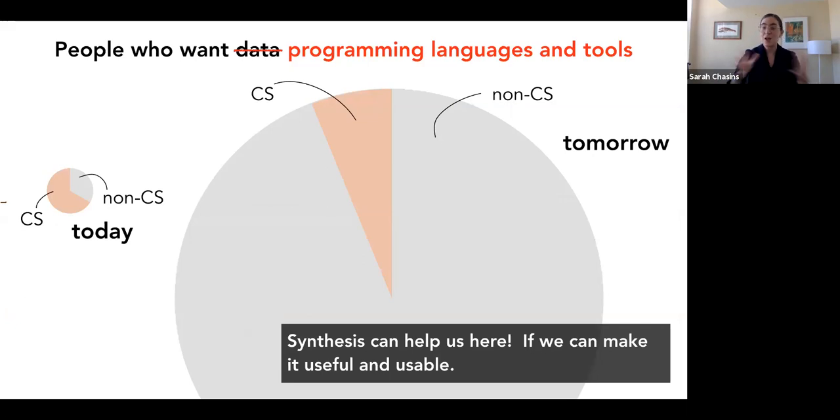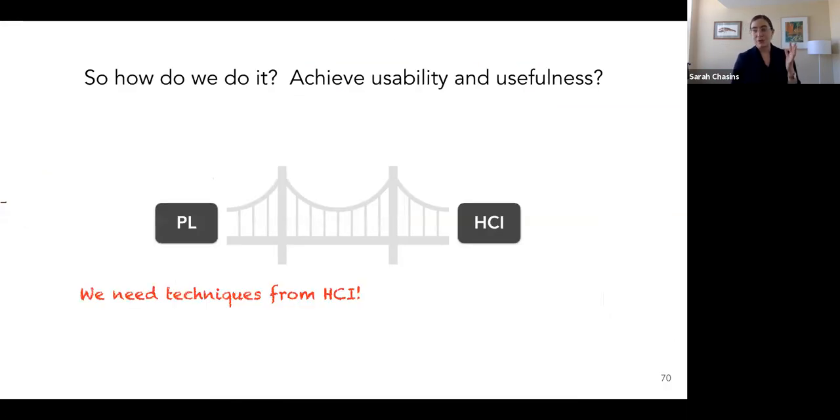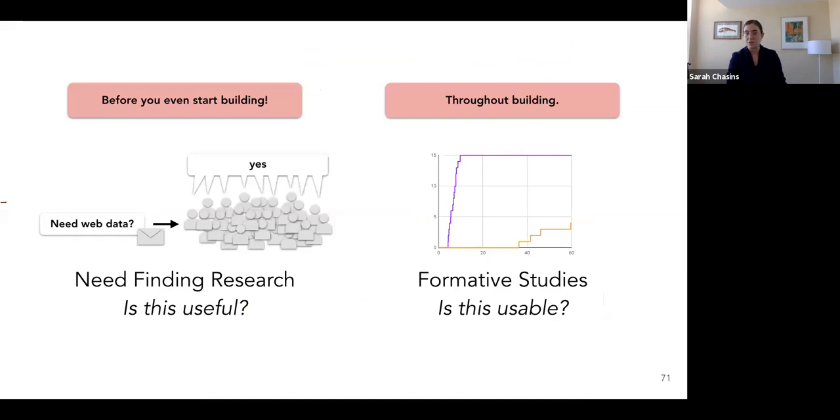And synthesis can help us in this new environment where so many non-programmers are having to write programs, but only if we can make it useful and usable. So how do we do it? We're a PL crowd, right? We need techniques from HCI. And I talked throughout this about some of the ways that we can do it. So before you even start building, you've got to be doing your need finding research, figuring out, is this useful? Is this something that people really need to solve?